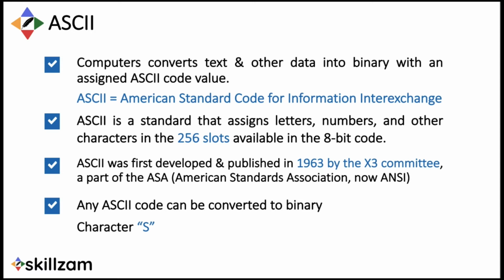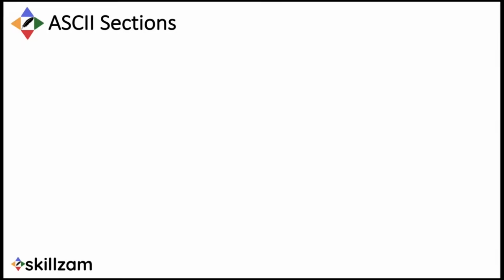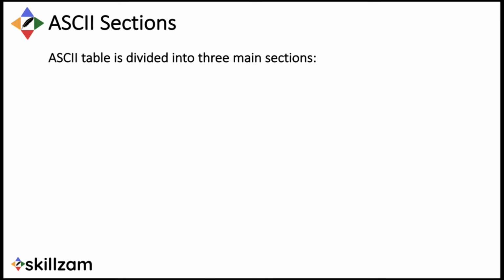For example, consider a character S, which has an ASCII equivalent code value of 083, which in turn is equal to a binary equivalent of 01010011. ASCII sections. As already understood, ASCII code is an 8-bit code value, which means it has 2 to the power 8, that is 256 slots available.